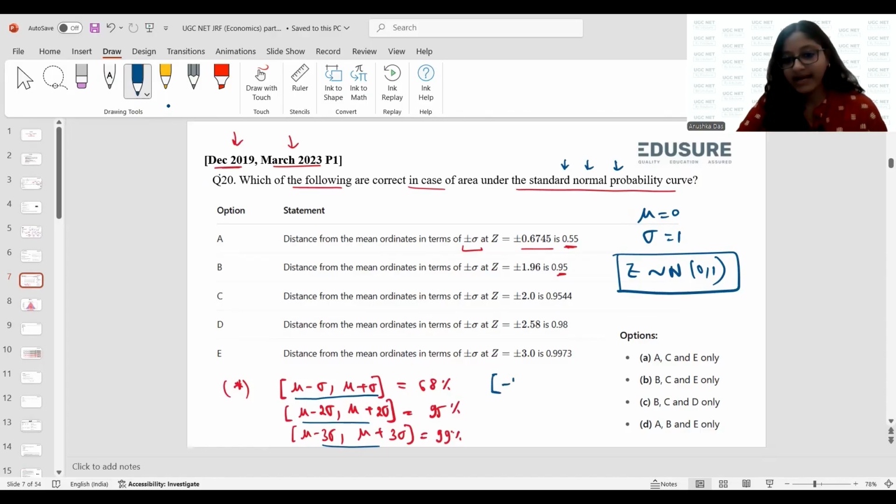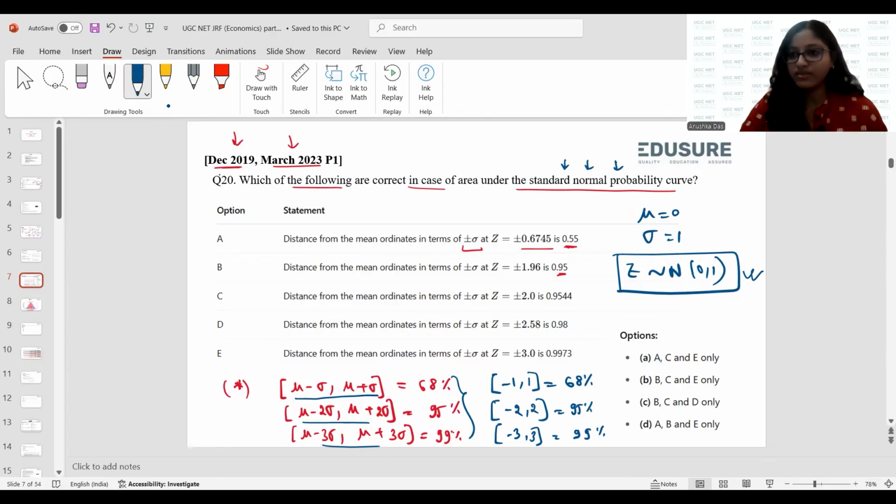The first one will be -1 to +1. In the range -1 to +1, you will have 68% of the distribution. -2 to +2, you will have 95% of the distribution, and -3 to +3, you have 99% of the distribution. So the values remain the same, only the mean and the variance change because, as I've told you, standard normal is a special case of the normal distribution. For a normal distribution, x follows normal with mean mu and variance sigma square. But for standard normal, the mean will only take the value 0 and the variance will only take the value 1. That is how you will get this range.